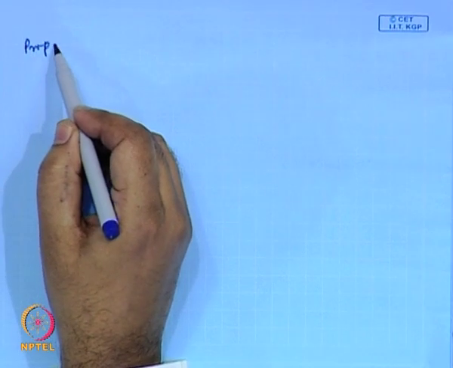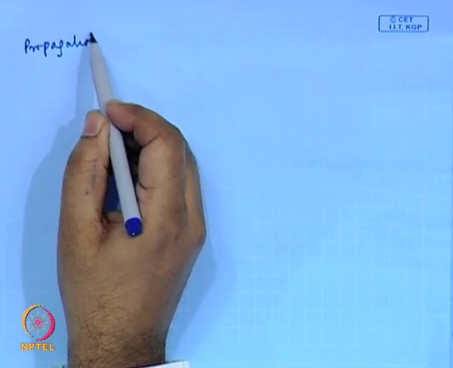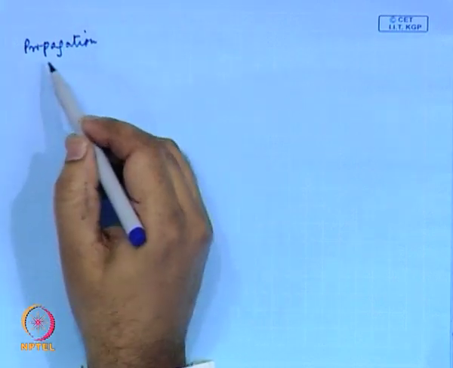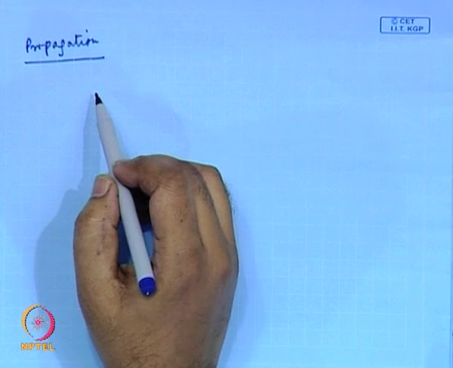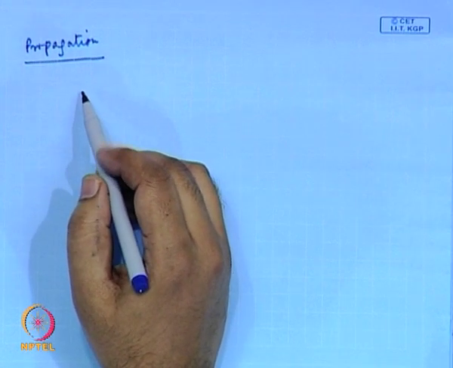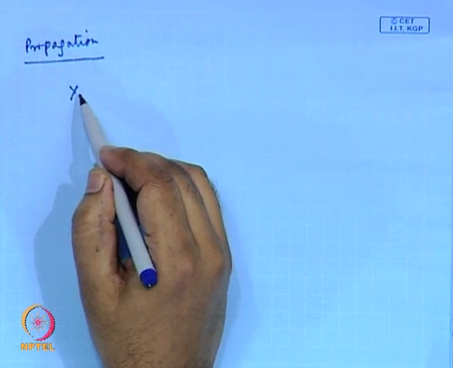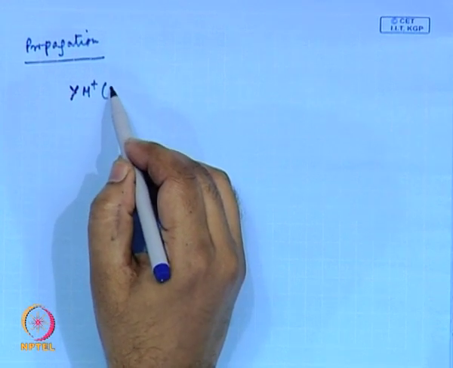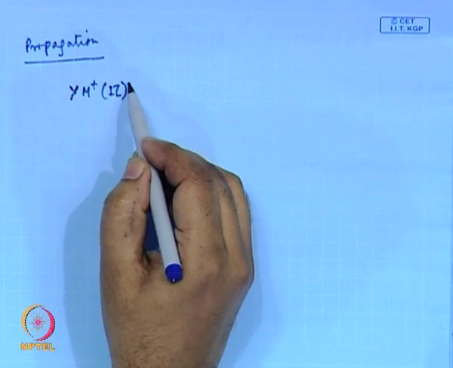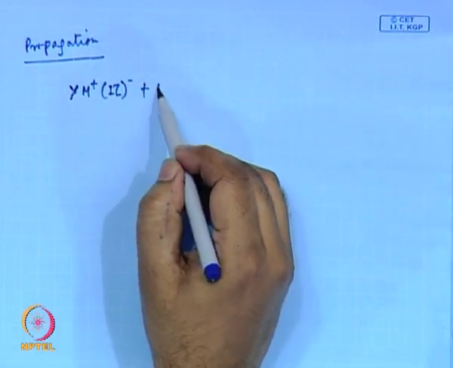So, let us now discuss the propagation step. We have already seen the different types of initiation possibilities, and as I said, we will consider the generic case I just showed there.